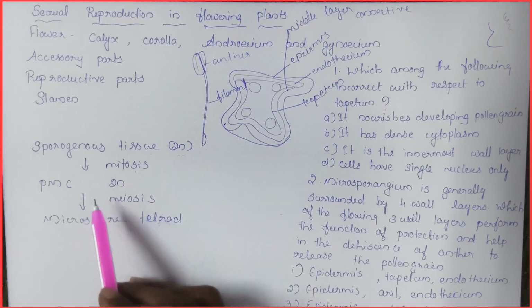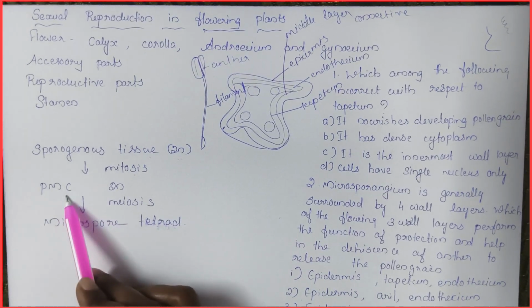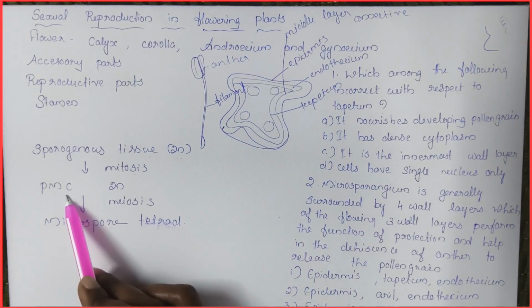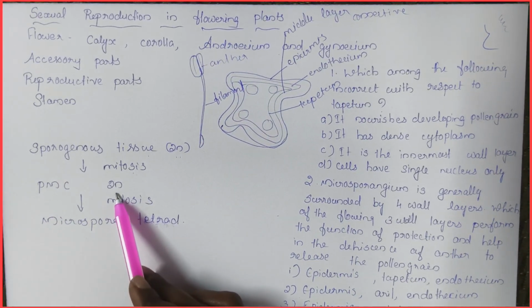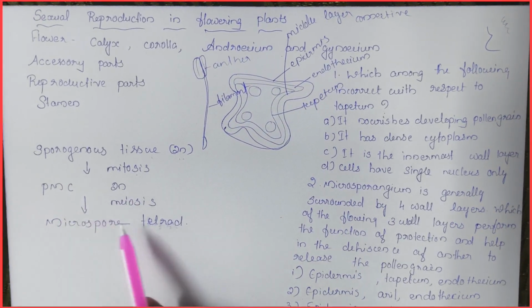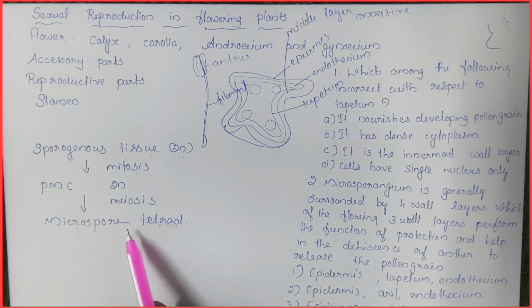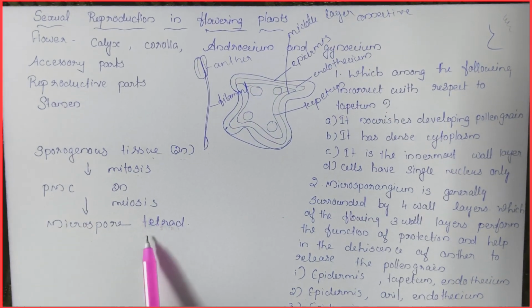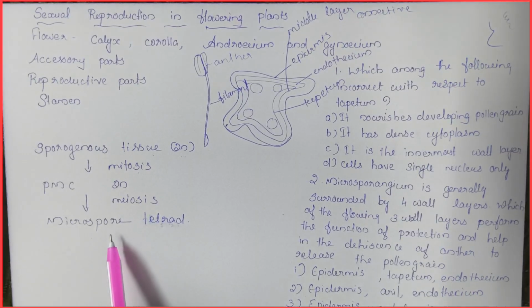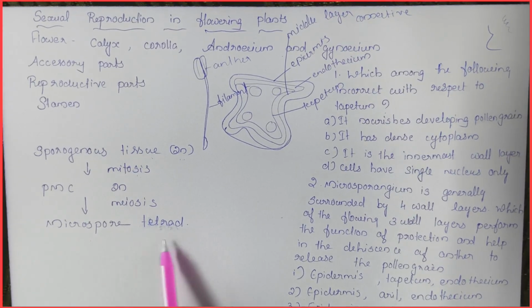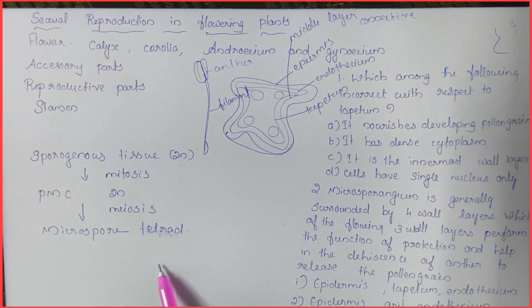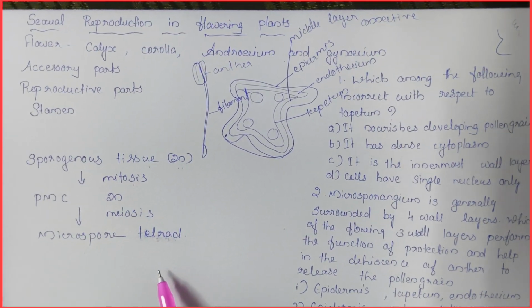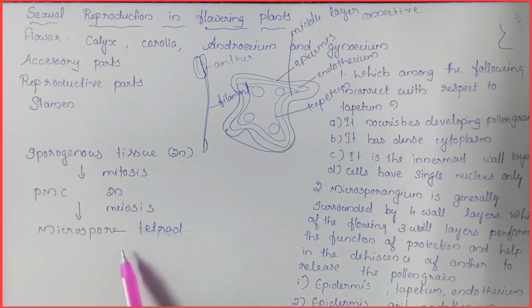It undergoes mitosis to form cells called PMC, that is pollen mother cell. The ploidy of PMC is diploid, or 2n. Again, this PMC undergoes meiosis to form 4 cells, which is called a microspore tetrad. This microspore tetrad later develops as a pollen grain. So this is how the pollen grain is formed from the microspore.